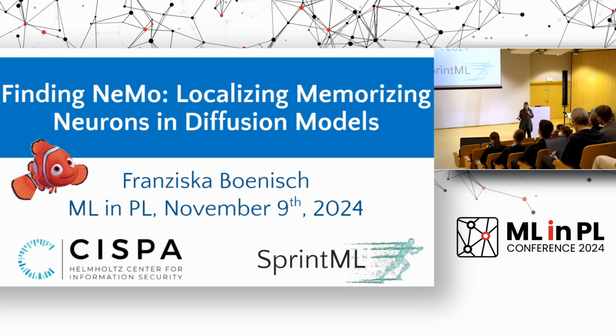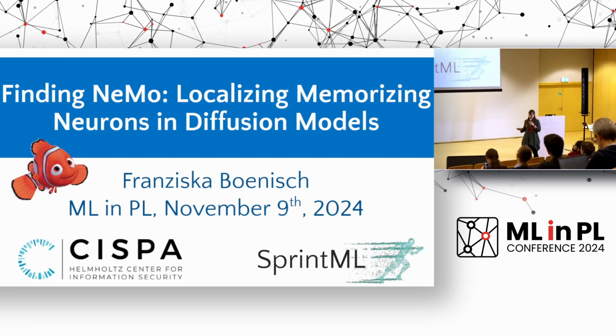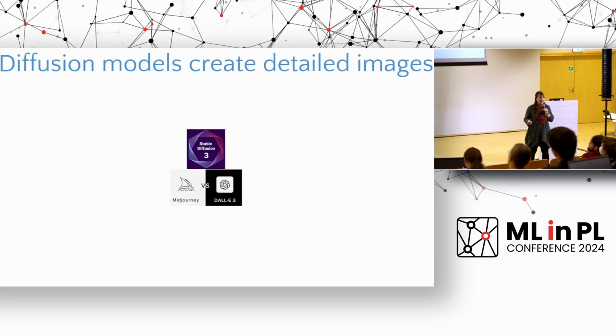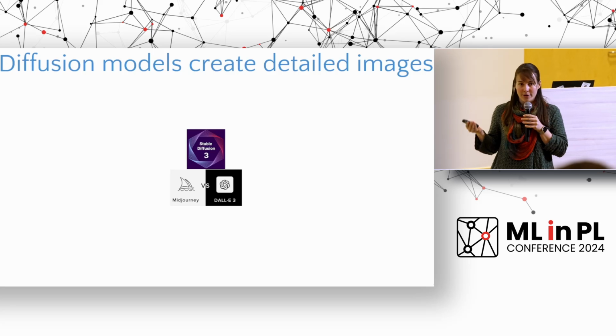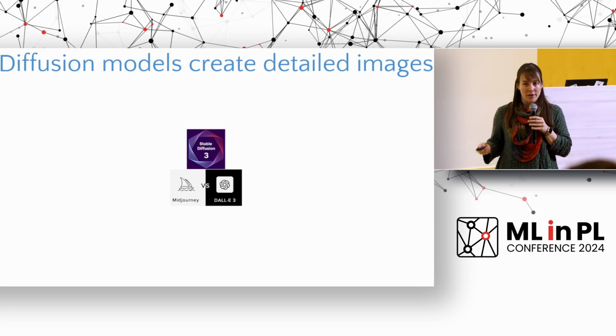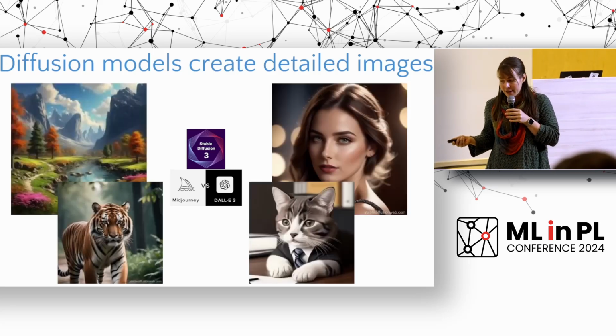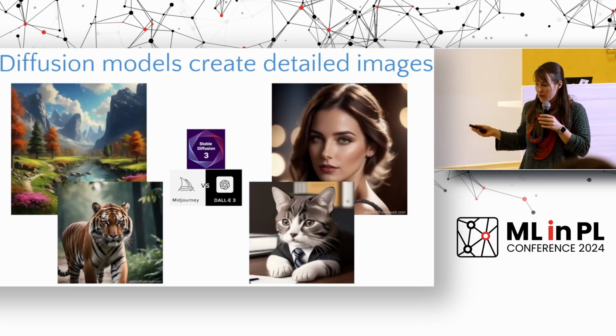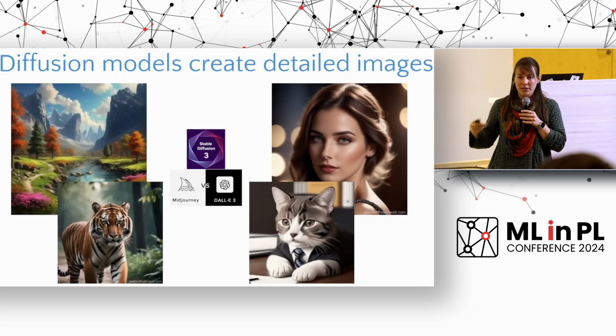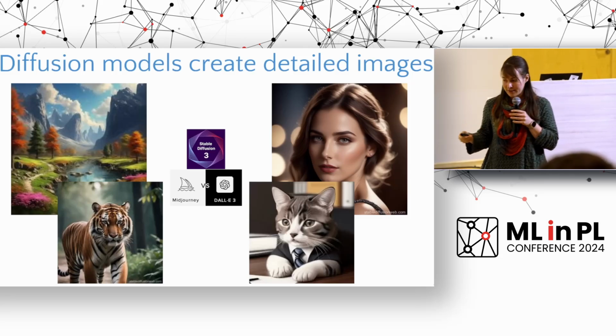Finding NeMo focuses on mitigating memorization in diffusion models. Why is that a thing? In the last couple of years, we saw a vast rise in terms of diffusion power. We now have diffusion models that enable us to generate extremely high quality content. We can generate images that are rich in detail and that have very clean and clear styles.